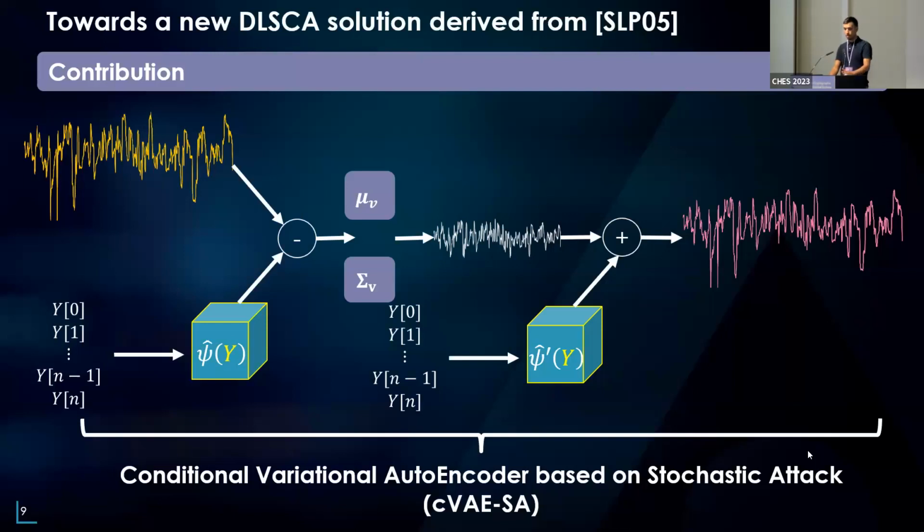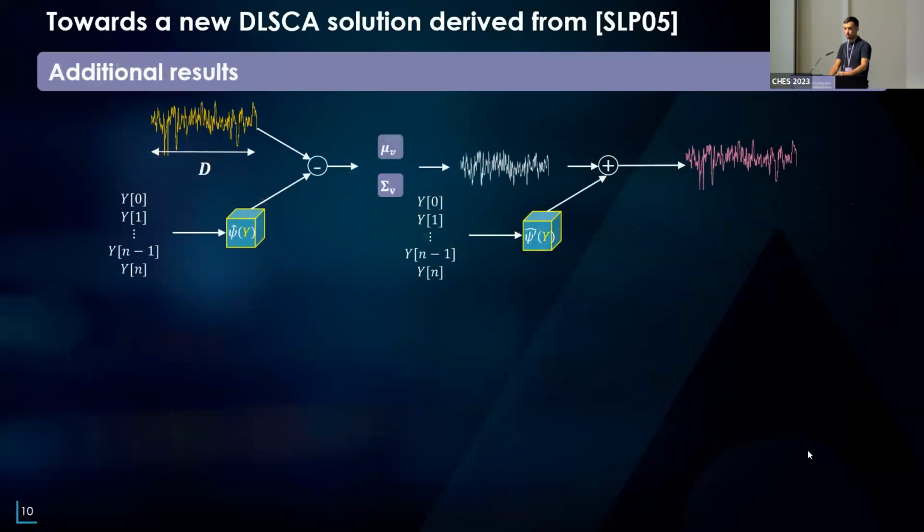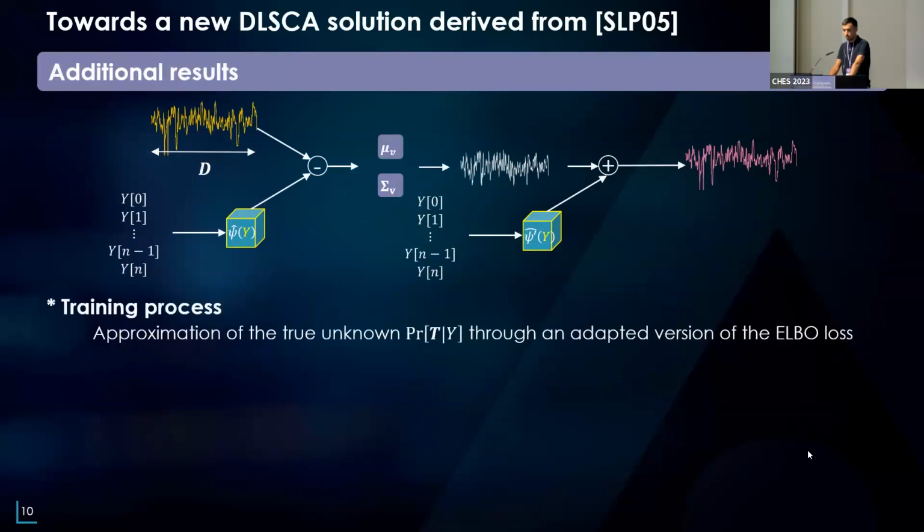But this is not the only result we obtain in our paper. In particular, to obtain an estimation of the leakage model as well as the physical noise, we have to train our neural network. To do so, we use the ELBO loss function, which is also well known in the machine learning field, but we adapt it in the side-channel context thanks to the theoretical work provided by the community.